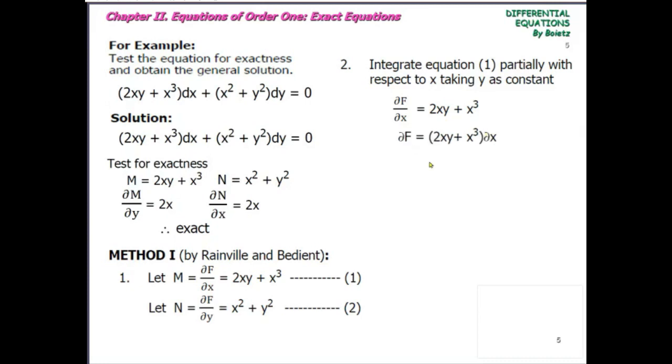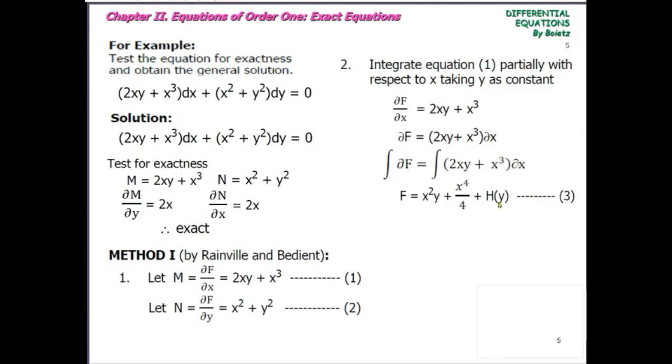Cross multiply, magiging partial derivative of f is equal to quantity 2xy plus x cubed, partial derivative of x. Then, integrate partially with respect to x. Parang in-integrate mo yung derivative, babalik lang sa original function or f. Ito naman, integrate partially with respect to x, so magiging constant mo yung y. Integral ng x is x squared over 2, kaya makakancel yung 2, x squared y na lang. Ito naman, with respect to x, x to the 4th over 4.